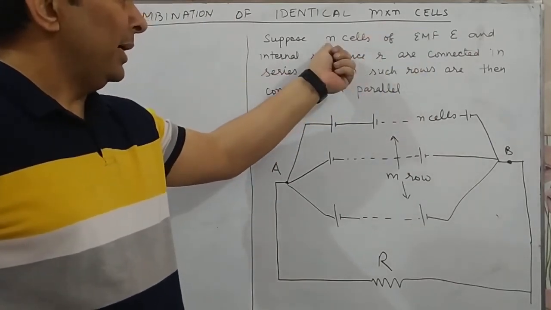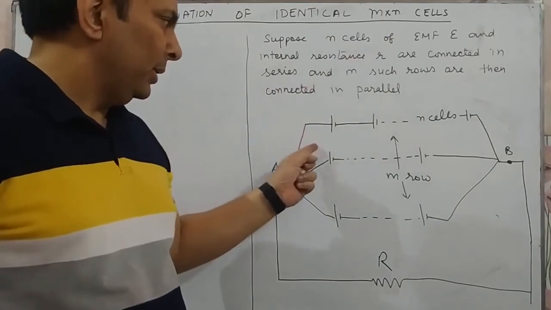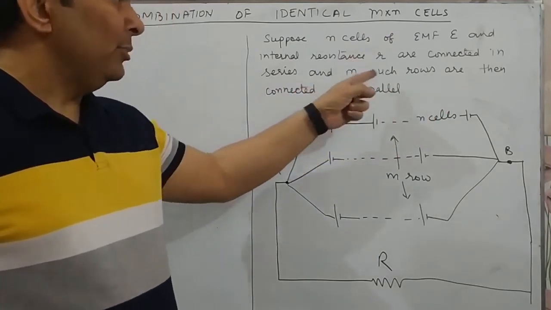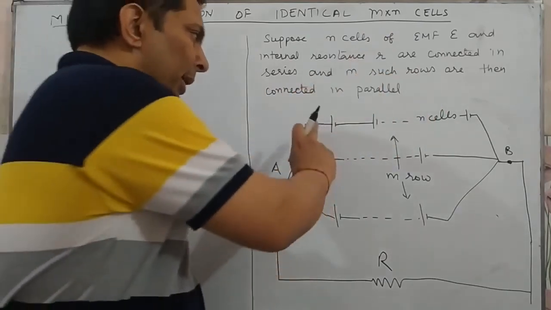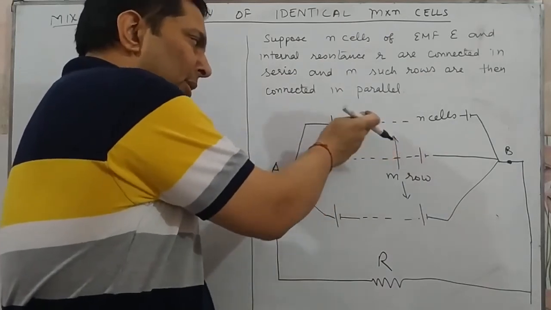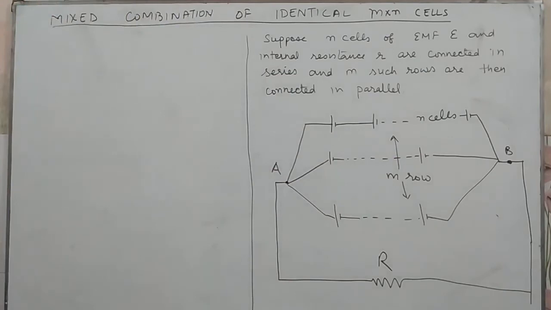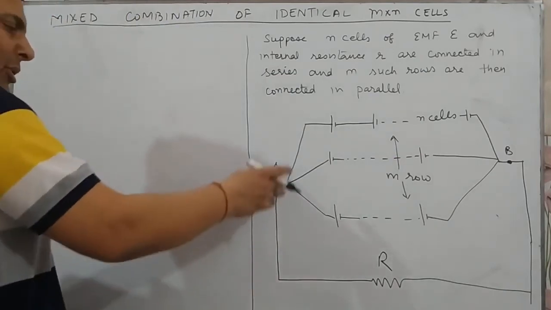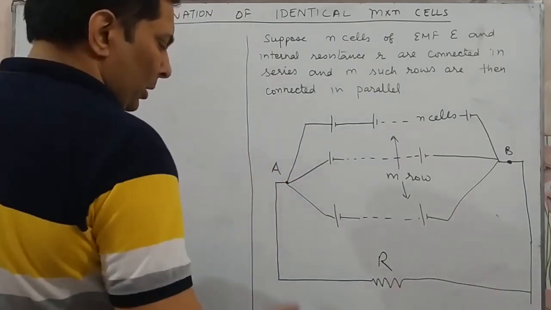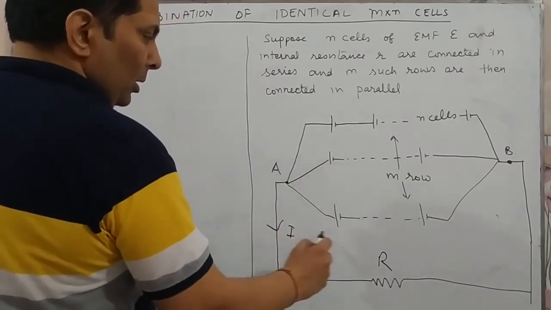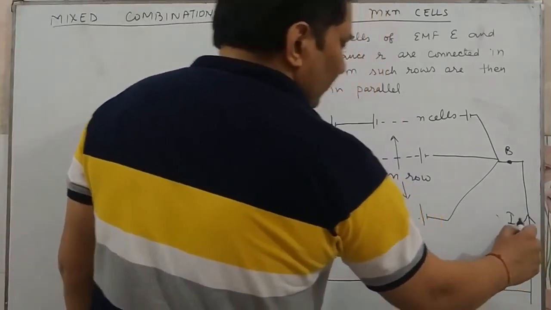Here, n cells are connected in series in each row, and m such rows are connected in parallel. Each row contains n cells of the same type, and such rows are repeated m times. This kind of combination is called a mixed combination, and this whole combination is connected to an external resistance R. The current from here is I. So we need to find the expression for I first of all.